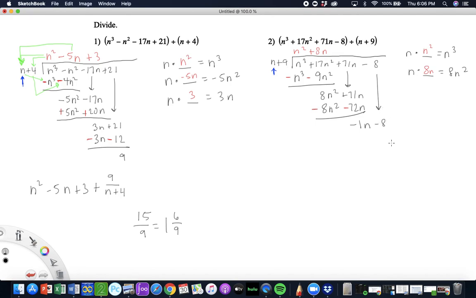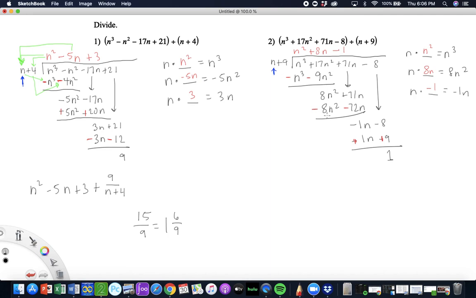All right, working right along here. Go back to my blue arrow. N times what would give me negative 1n? The answer is negative 1, and so that goes right up here. And then I'm going to do the same process again. Negative 1 times n is negative 1n. Negative 1 times 9 is negative 9. Don't forget to switch the signs, all right, which will eliminate these together. And so negative 8 plus 9 is 1.